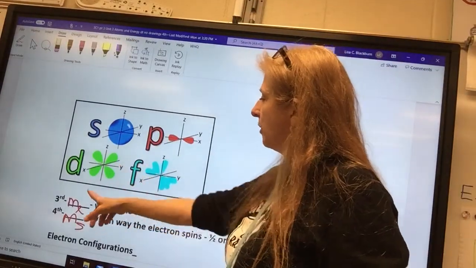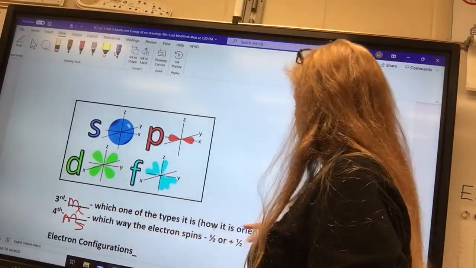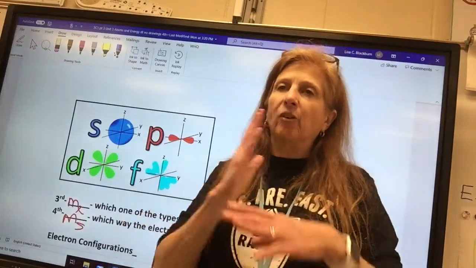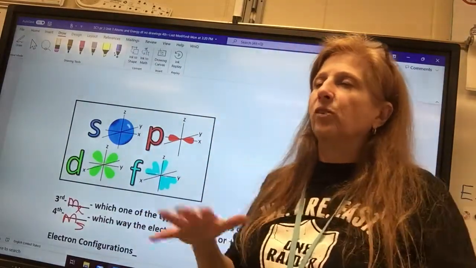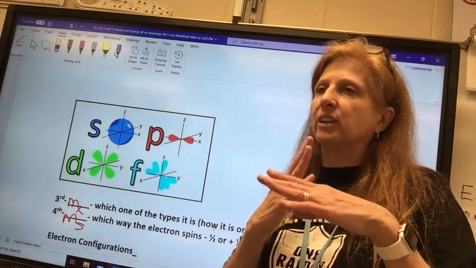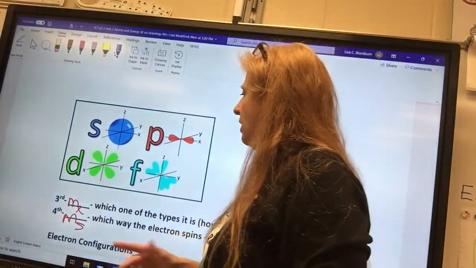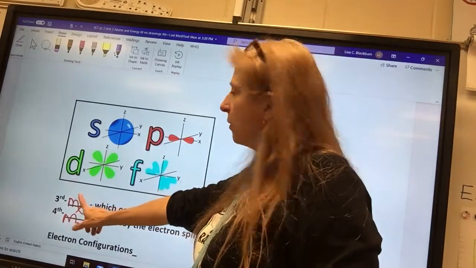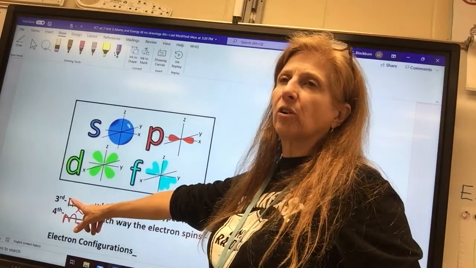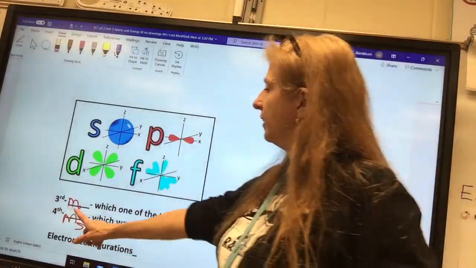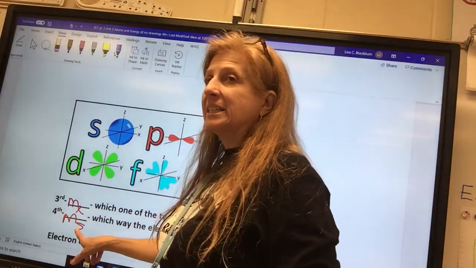The third number is M sub L, which tells which orientation it is. Like for the P, it's going to let you know if it's X, Y, or Z. For the D's, it lets you know if it's X, Y, or between X, Y. So that's the third. It's M with a subscript of a cursive L. M sub cursive L. And the fourth one is an M sub S.